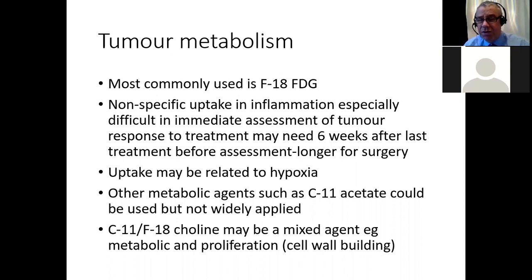Now, some tumor sites like prostate don't really like glucose very much. They prefer fatty acids. So C11 acetate or something like that would be better, or C11 choline. Now, choline is interesting because it is a metabolic agent, because it is part of the Krebs cycle, but also it's used in building cell walls. So it's a sort of mixture between a metabolic agent and a cell turnover agent.